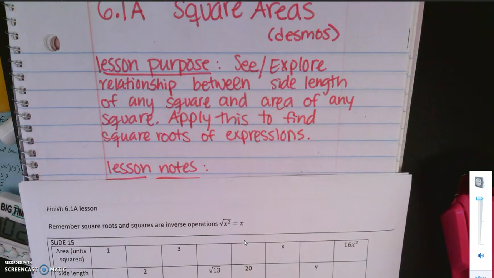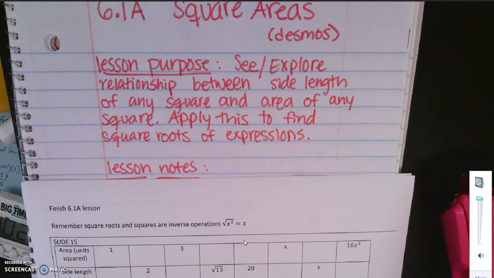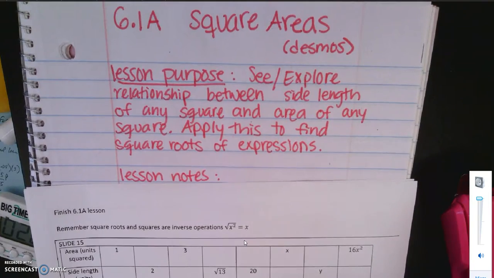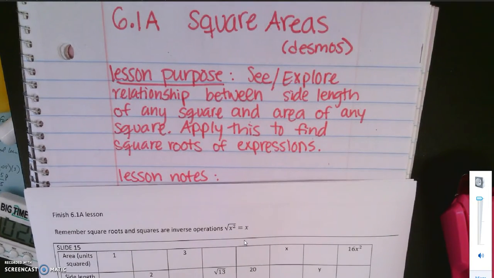We're going to finish up 6.1a lesson, square areas on Desmos. So this is our lesson purpose that we wrote down last time.